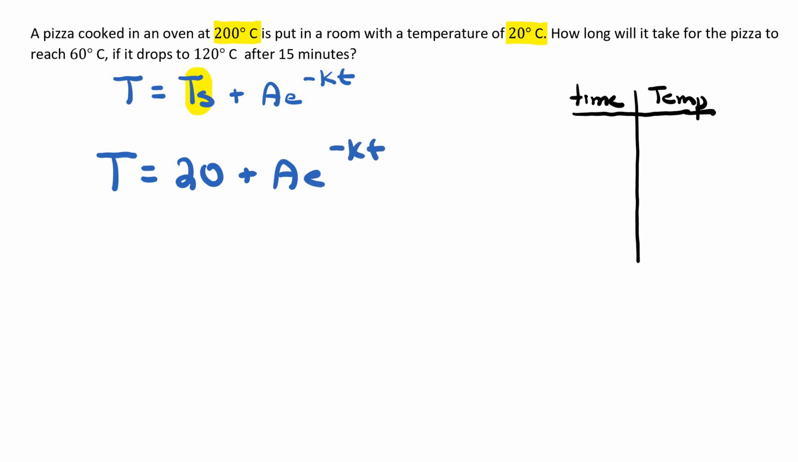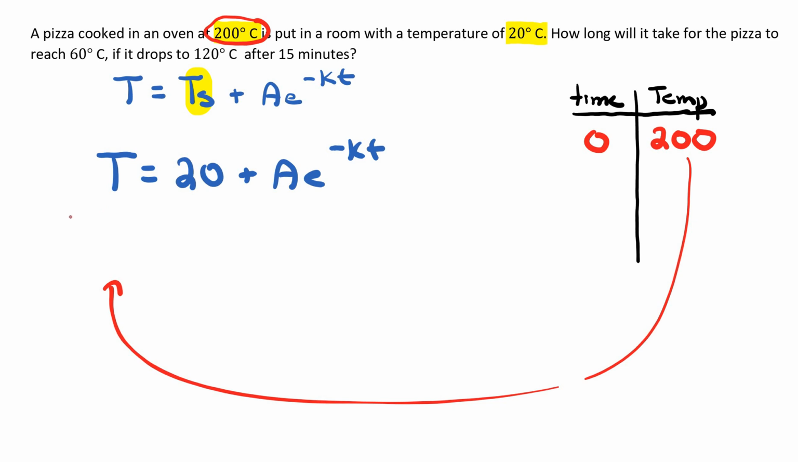All right, so after that, we know that at the beginning, the temperature of the pizza is 200 degrees Celsius. So using that, we can update our formula here. This means the capital T here is going to be 200 equals 20 plus Ae to the negative k, and then multiply that by 0.